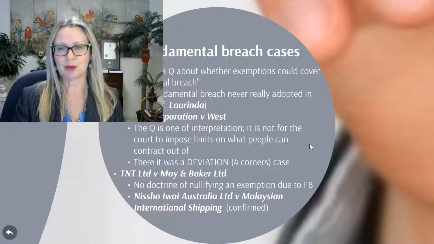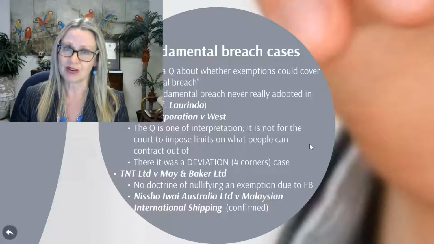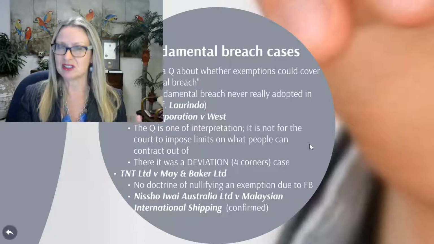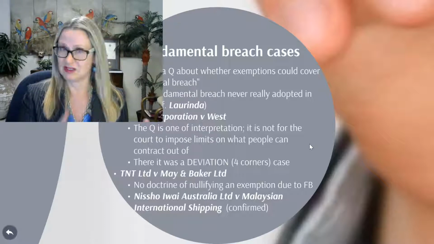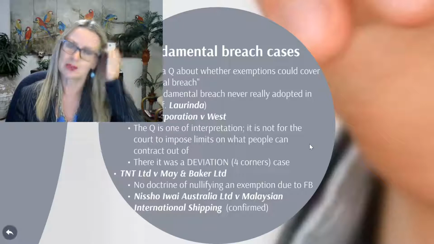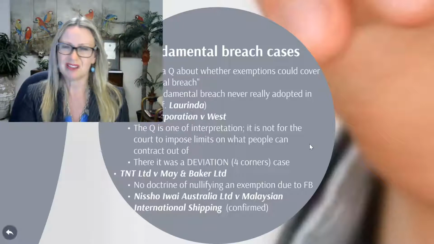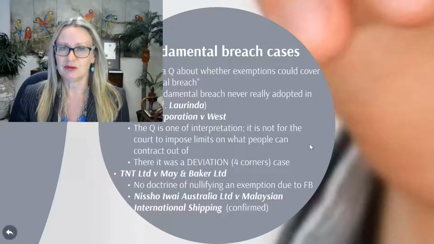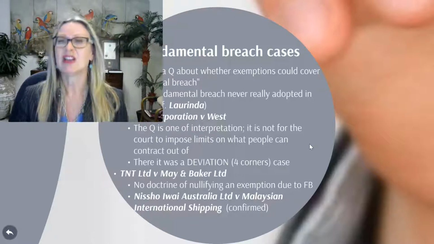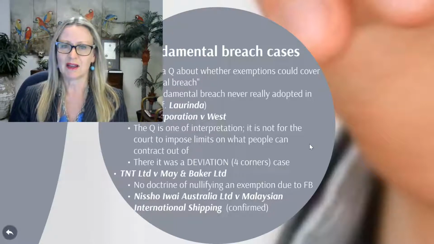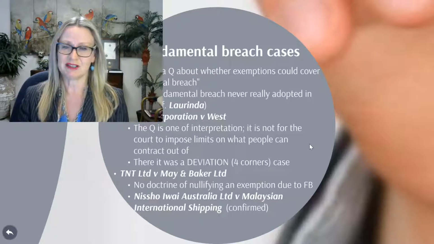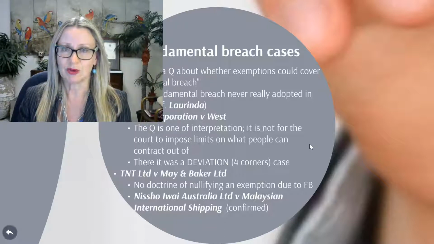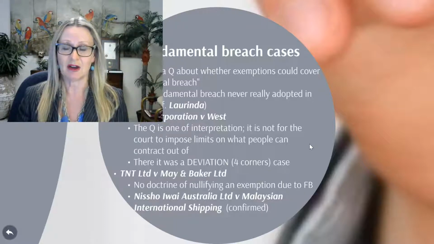that the question is one of interpretation, and it's not for the court to impose limits on what people can contract out of. So much in the way that the negligence cases evolve, so this whole notion of not being able to exclude a fundamental breach kind of evolved the same way. The court said, well, if you were silly enough, basically, to enter into a contract where very serious breaches are exempted by the proferens, then, you know, who are we to argue with that if it's very clear on its face?